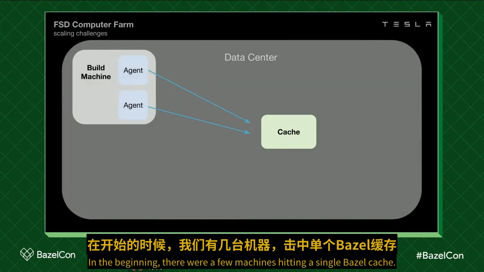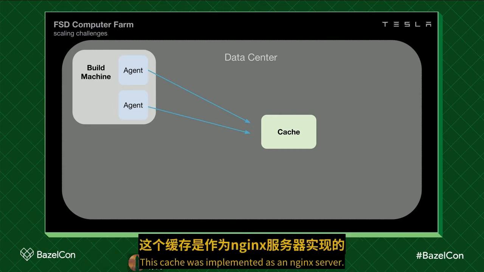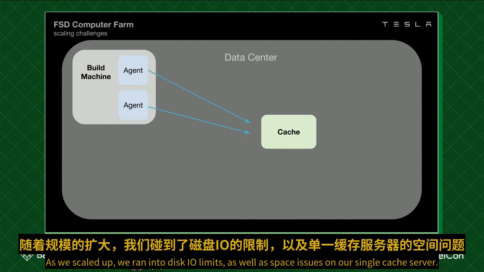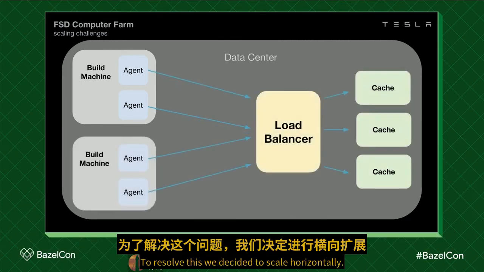In the beginning, there were a few machines hitting a single Bazel cache. This cache was implemented as an Nginx server. This simple configuration should be familiar, given it's one of the suggestions on the BazelCon website. As we scaled up, we ran into disk I/O limits as well as space issues on our single cache server. To resolve this, we decided to scale horizontally.